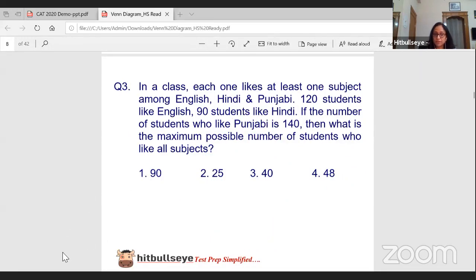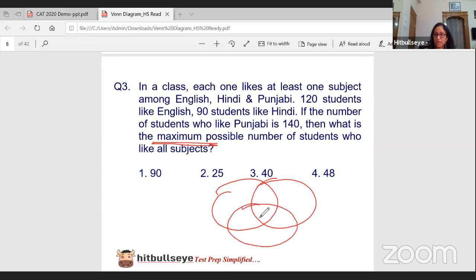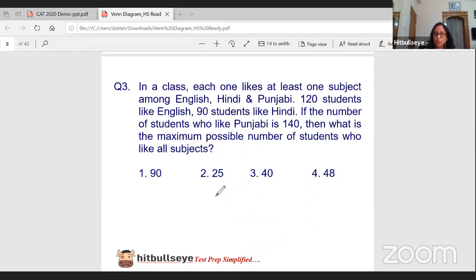So what have we learned? We have learned that whenever the question talks about maxima of this intersection, I'll come to that part, Shubhra, again. If your question talks about maxima of this portion, then please remember it will be the minimum of the numbers given to you. So the minimum of these three numbers was 90. That means the maximum such intersection can be 90. Now let me just explain what Shubhra is asking. Shubhra, what did I tell you? When I was filling up this Venn diagram, let me just explain it again.